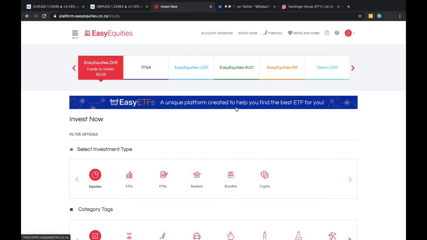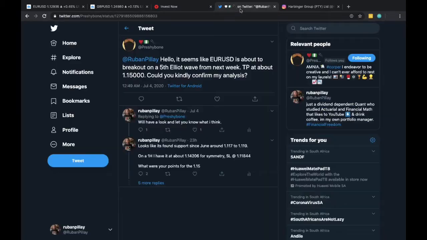Before I get into the video, I'm not sure if you guys have seen in the previous videos, but I do trading. I trade currencies, or forex, and this weekend one of the guys on my Twitter feed asked me to look at the Euro USD. He said it's on a fifth Elliott wave from next week, and the take profit would be at 1.15. Could you kindly confirm my analysis? So I told him I'll have a look.